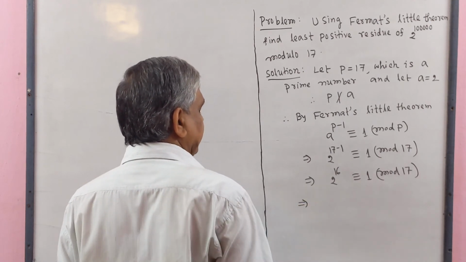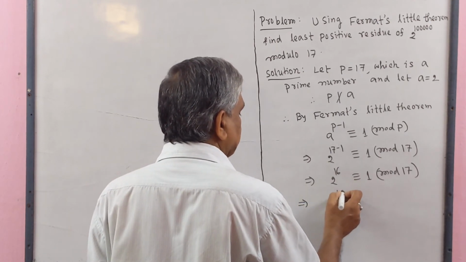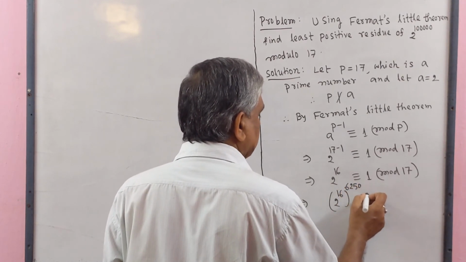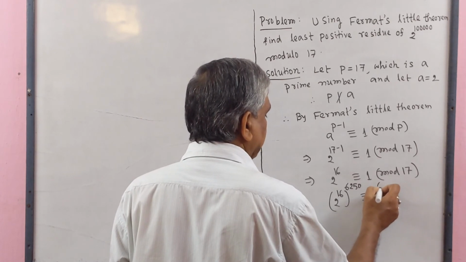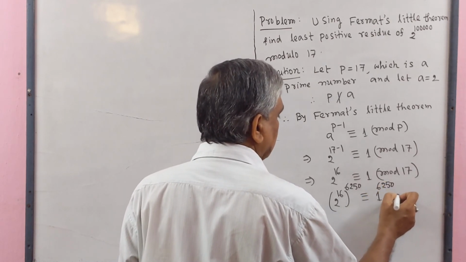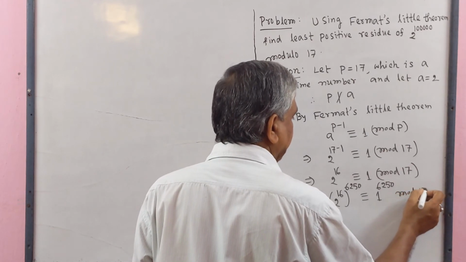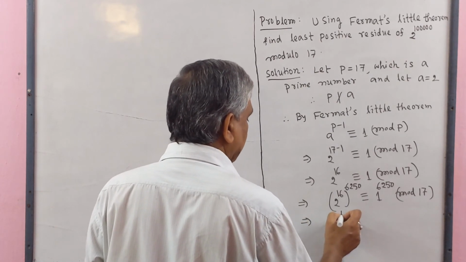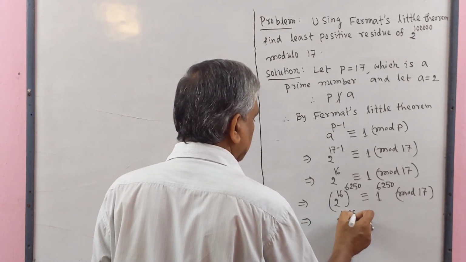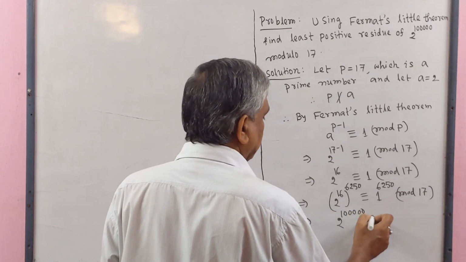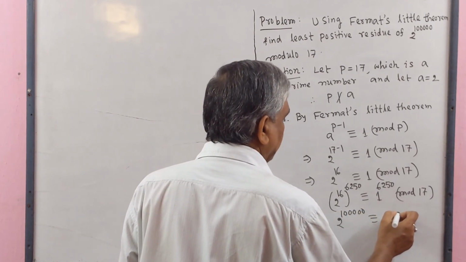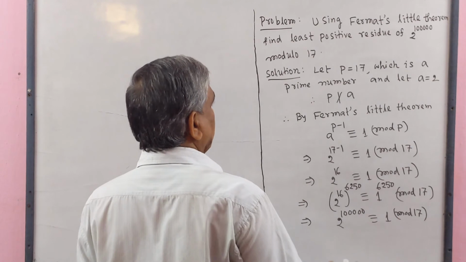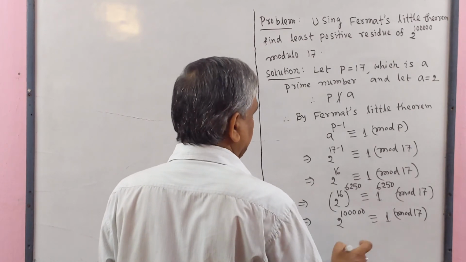Raising power both sides, 2 to the power 16 to the power 6250 is congruent to 1 to the power 6250 modulo 17, implies that 2 to the power lakh is congruent to 1 modulo 17. Therefore, our residue is 1.